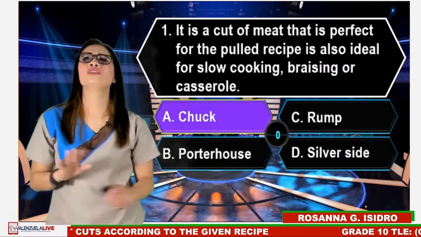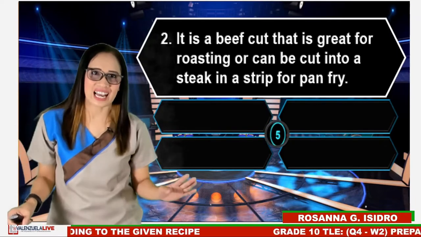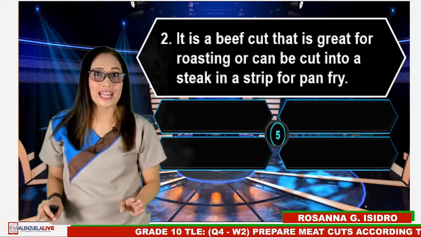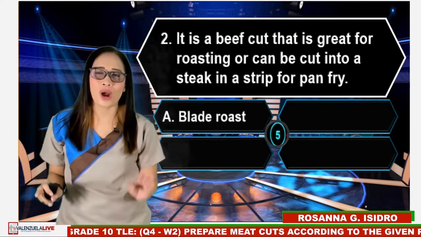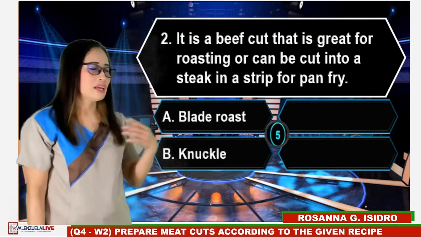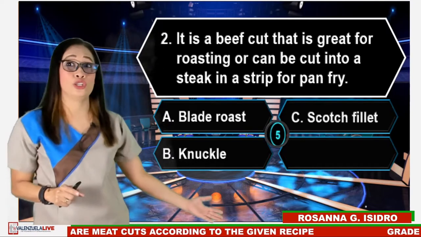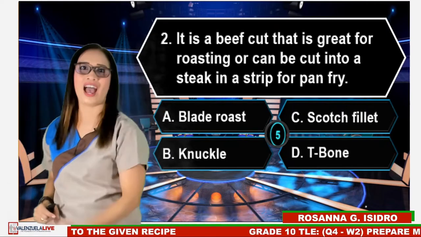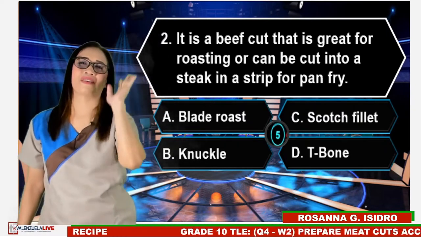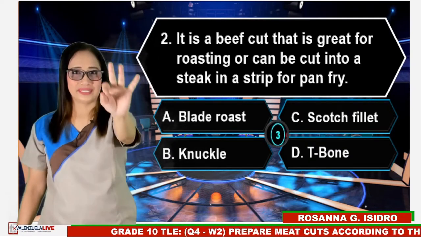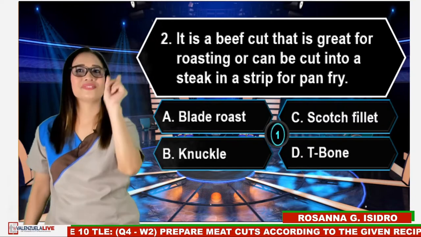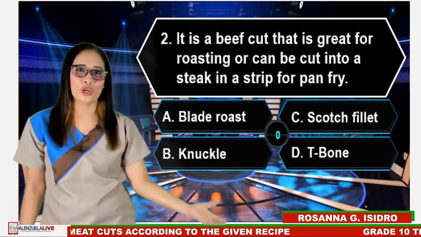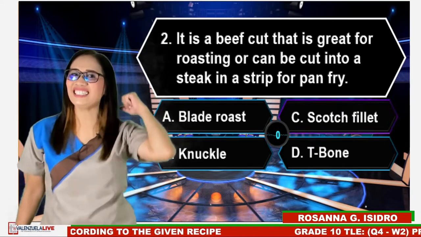Let's have number two. It is a beef cut that is great for roasting or can be cut into a steak in a strip for pan fry. It is letter A, blade roast. B, knuckle. Letter C is scotch fillet. Letter D, T-bone. Your time starts now. All right. If your answer is scotch fillet, you're fantastic.